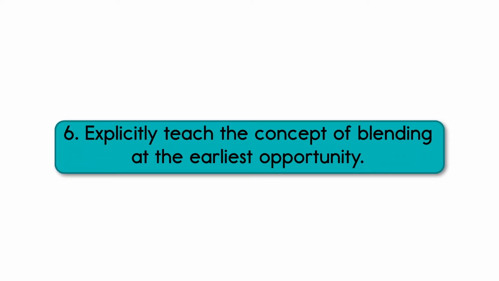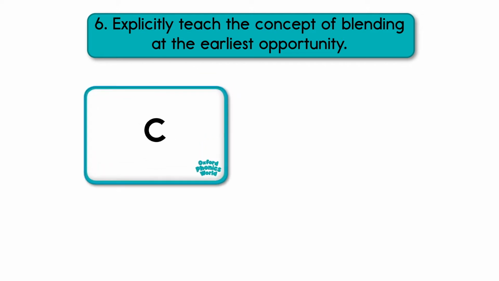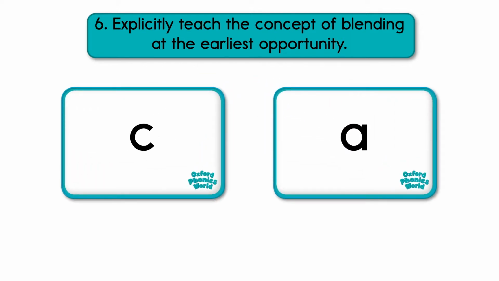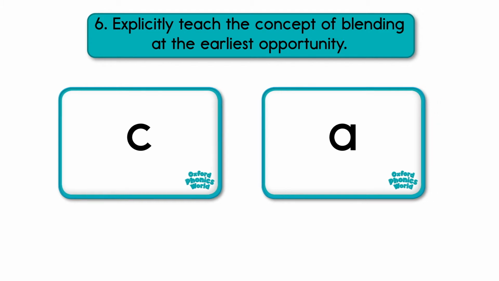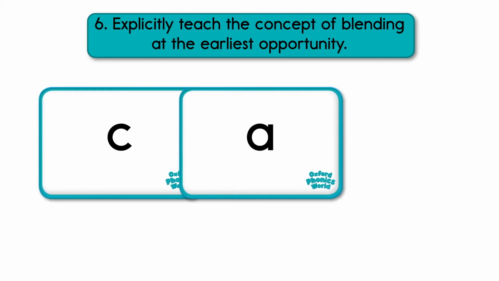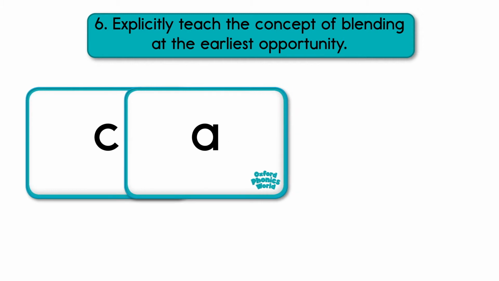Explicitly teach the concept of blending using flashcards at the earliest opportunity. One way to do this is to put the C flashcard forward and say K. Then put the A flashcard forward and say A. Continue to move the 2 flashcards towards each other each time, creating the sound of the letter until both flashcards are joined in the middle, and say cat.